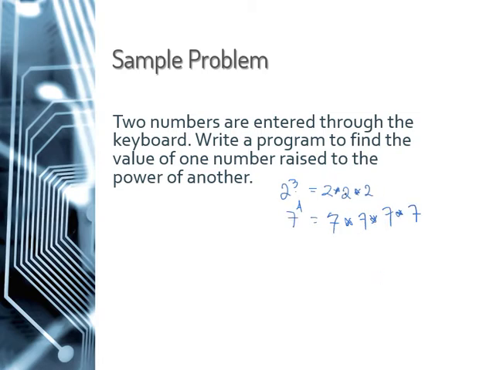So, kung atong tanawon, mura gyud siya looping, di ba? Kay magbalik-balik man siya og multiply sa iyang self. Gi-multiply man siya 4 times. So, 7 is multiplied by 7. Tapos, ang answer ani is multiplied by 7. Tapos, ang answer ani is multiplied by 7. Diba? Tapos, 2 times 2, this is multiplied. Tapos, ang answer ani gi-multiply nato sa another 2.